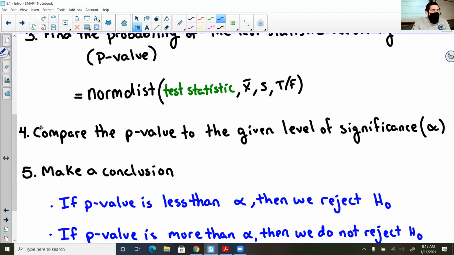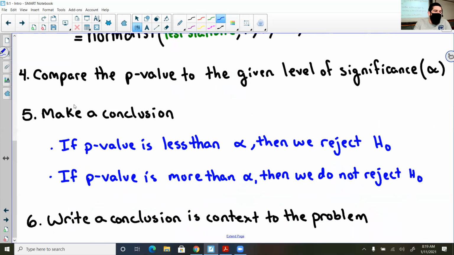After we find the probability, we are going to compare that p-value to the given level of significance, which is a new Greek letter, alpha. So alpha is called our level of significance. That is the value that we are going to compare our p-value to, p-value being the probability of the test statistic occurring. We're going to compare the p-value to alpha, the level of significance. And then once we make that comparison, we will then be able to make a conclusion.